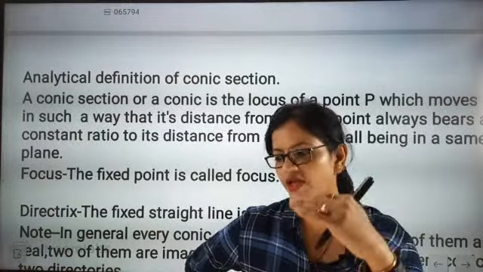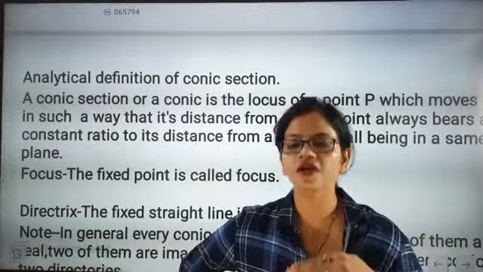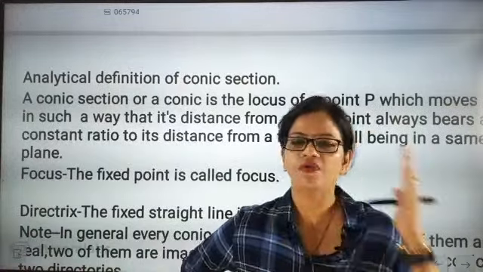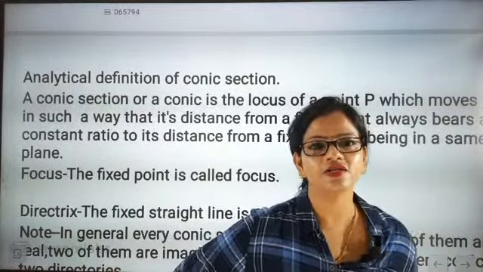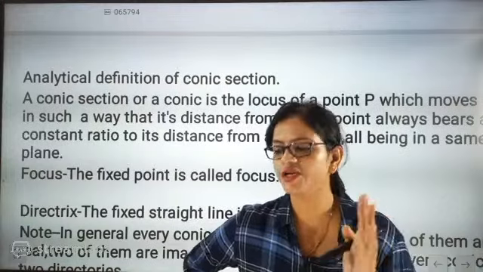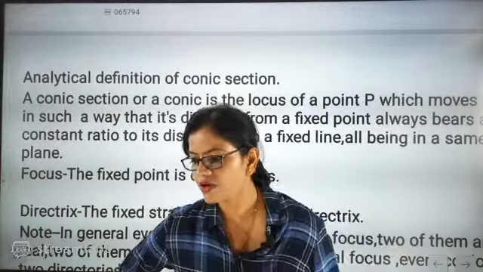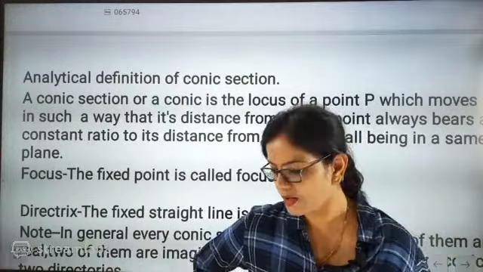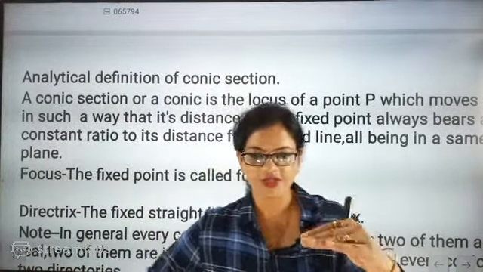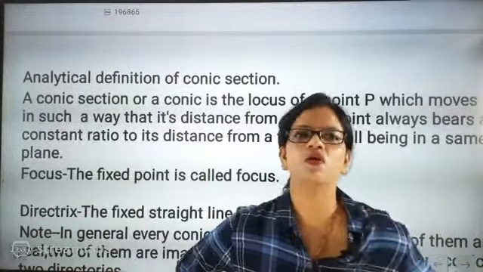First, what we are doing here is understanding the analytical definition of conic section, because when you go for directrix, focus, or latus rectum, you should know the basic point of it. First ABCD and then for apple. Because once you know the basic points, beta, you will be able to handle all levels.